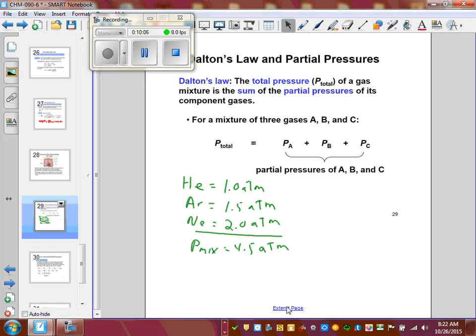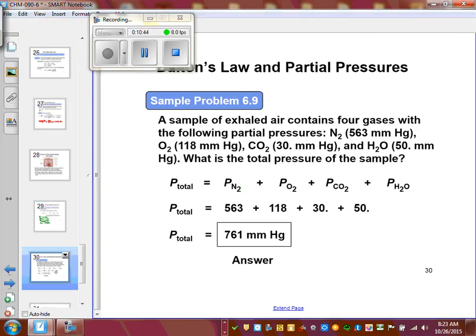Now, if I gave you the total mixture pressure and 2 out of the 3 partial pressures, you should be able to find the third one. You just subtract the 2 partials from the total. And that applies whether you have 2 gases, 3, 4, 5, 16 gases. So Dalton's law of partial pressures is fairly simple.